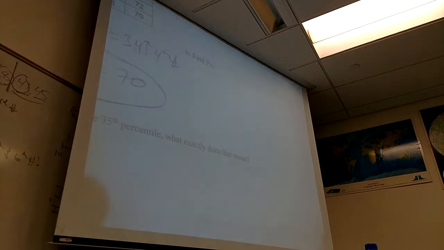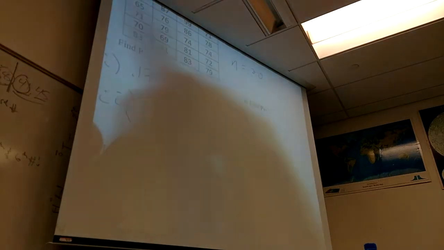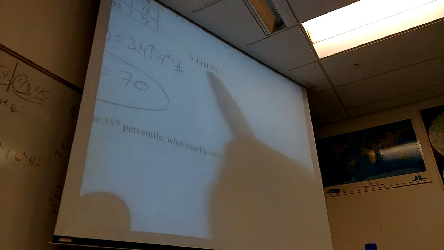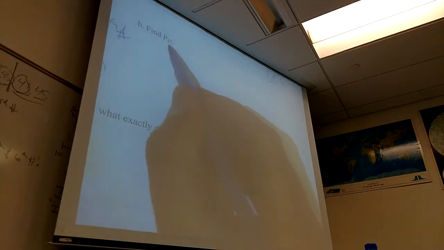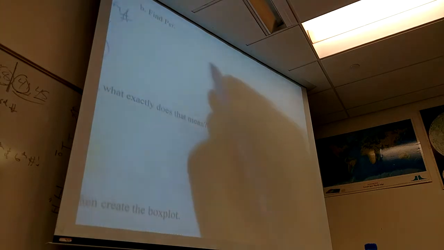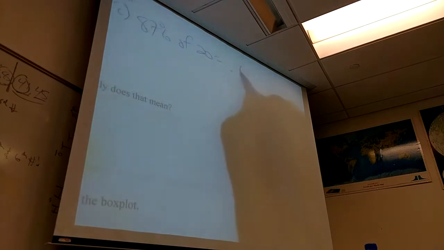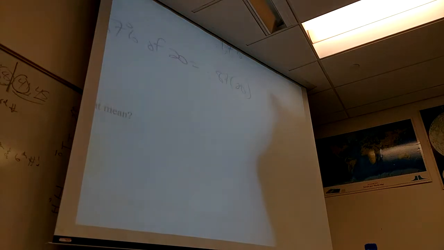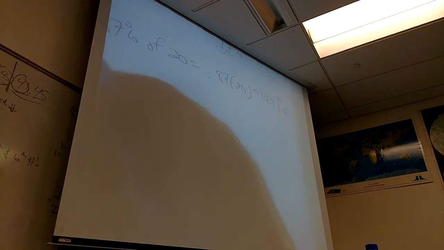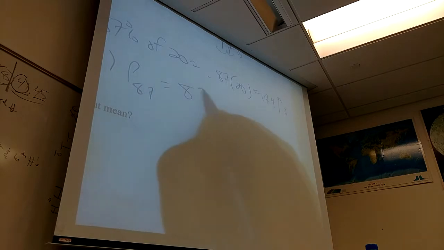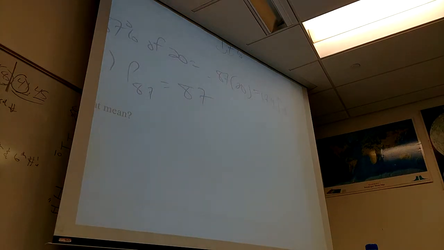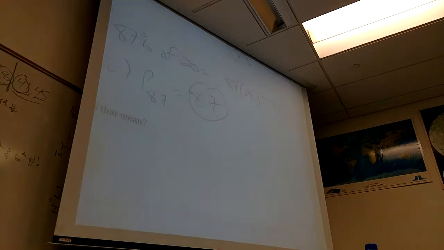So B, now this is kind of funny. When I first made this sheet, I just made these numbers up, and then I just made the questions up. So if you got the same number as the percentile, don't worry. It's just coincidence. So if I take 87% of 20, so that's 0.87 times 20, what do you get? 17.4. That means the 18th number is the answer. So what do you get when you go to find the 18th number? 87. I didn't do it on purpose. It's just freaky. It came out that way.